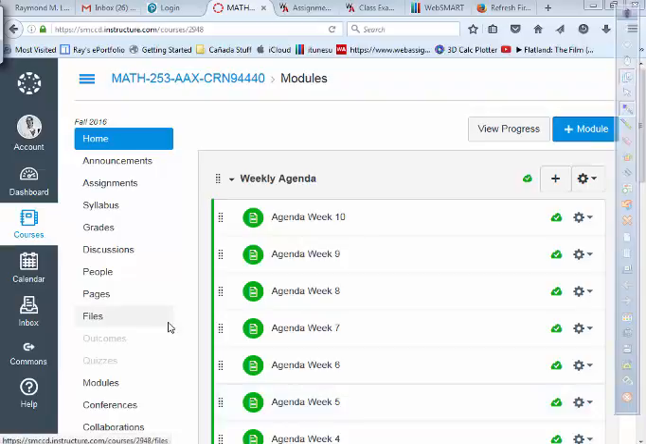Let's get started. This is your Canvas page.